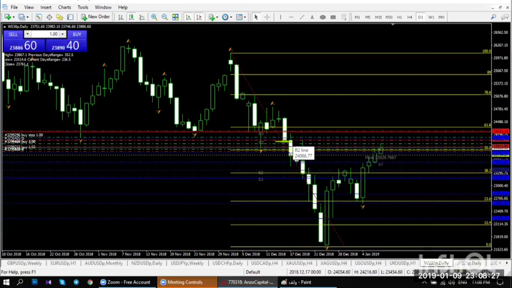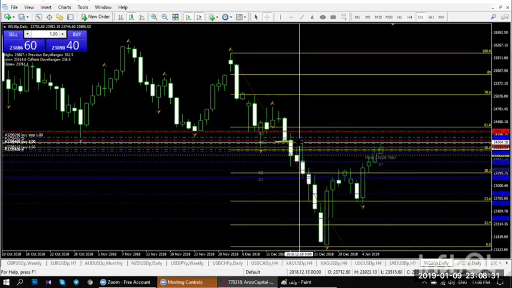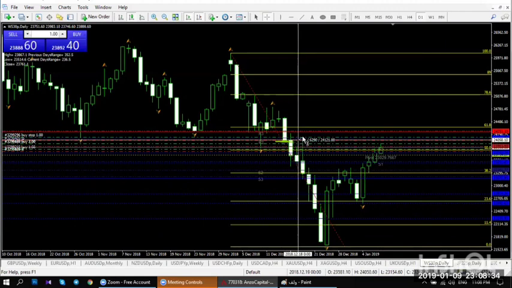How much above that? How many pips? You see, it depends on the currency pair. For example, in Dow Jones, we have many pips.